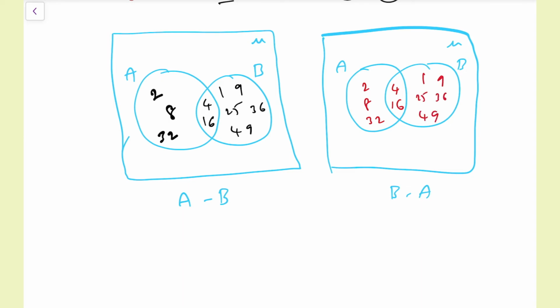In the first one, he is asking A minus B, right? So if he is asking A minus B, just simply you need to do this shading. You should not go into the set B. Finish. Next, the second one he is asking B minus A, right? So only set B. Do not enter into the set A at all. Finish. This is the Venn diagram for A minus B and B minus A.